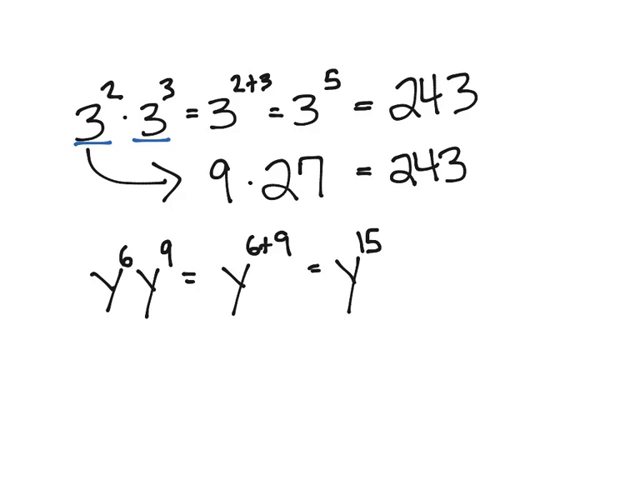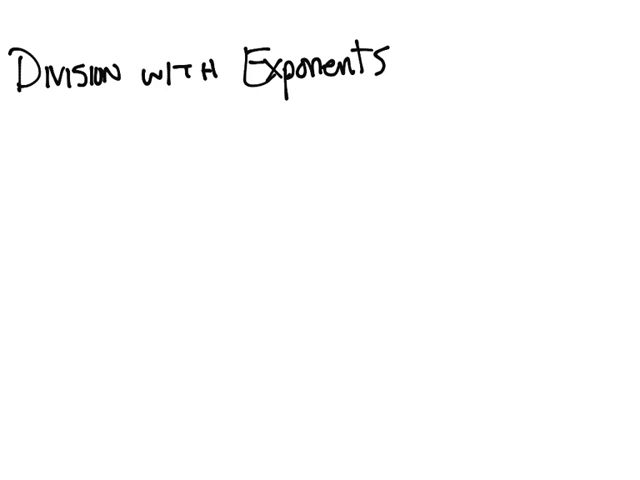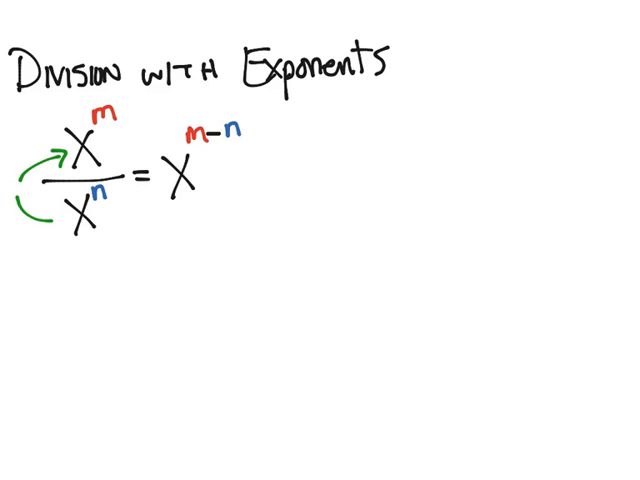Since we've looked at multiplication, let's look at division next. Division with exponents follows the following law. X to the m power divided by x to the n power is equal to x to the m minus n power. You'll notice that this is the opposite of our multiplication. In multiplication, we added the exponents. With division, we are subtracting. Once again, our bases, in this case x, must be the same.